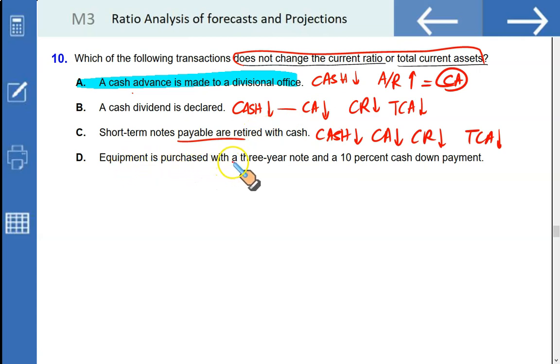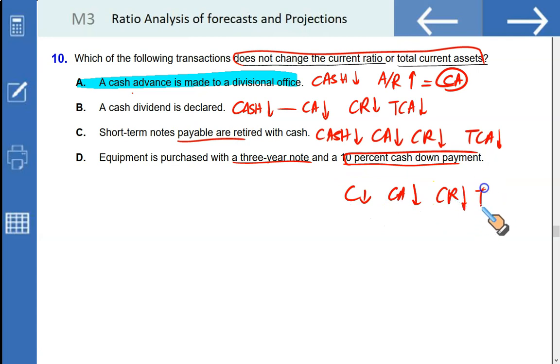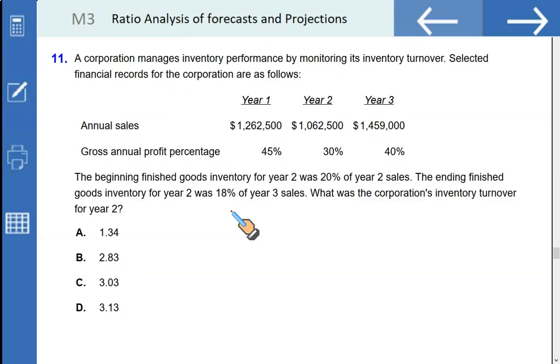Equipment is purchased with a 3 year note and a 10% cash down payment. In this part only, cash falls, current assets fall, current ratio falls, total current assets fall. So none of B, C, D is helping us get the right option. A is the one. A corporation manages inventory performance by monitoring its inventory turnover. Selected financial records for the corporation are as follows.